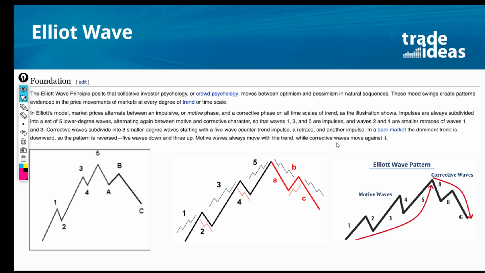Okay, so Elliott wave principle is the next one, and this is essentially a concept of crowd psychology. And you guys see me quote crowd psychology all the time. It's essentially the only value I think that technical analysis has is related to crowd psychology. It's just trying to figure out what the masses in total are going to do.